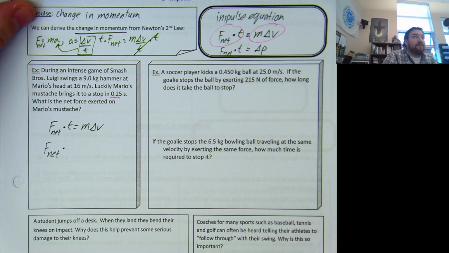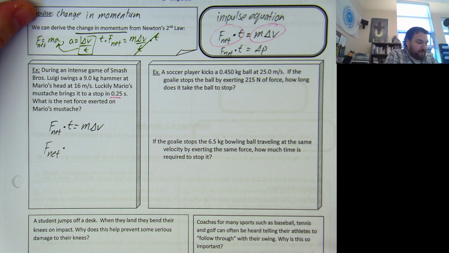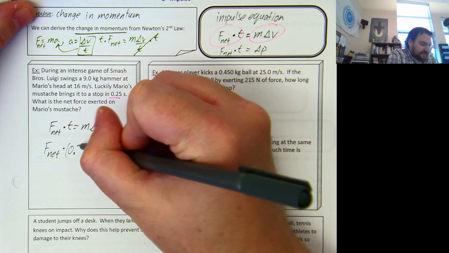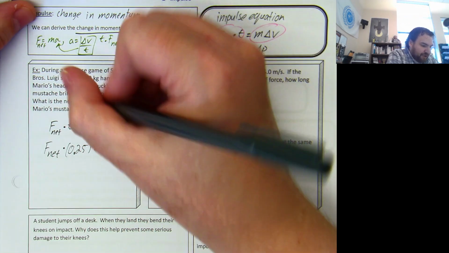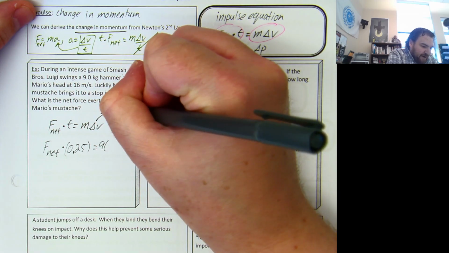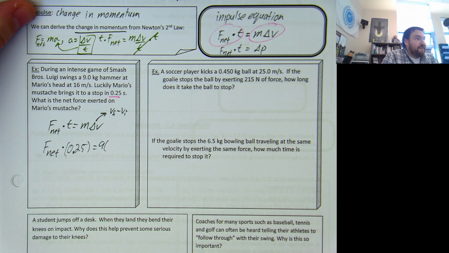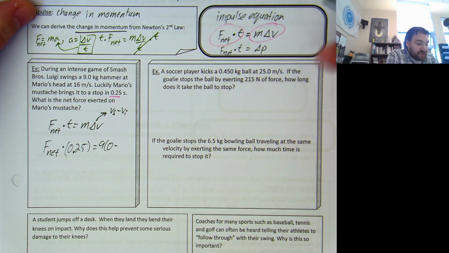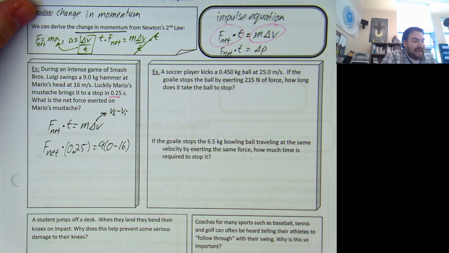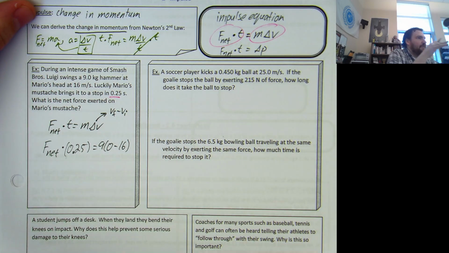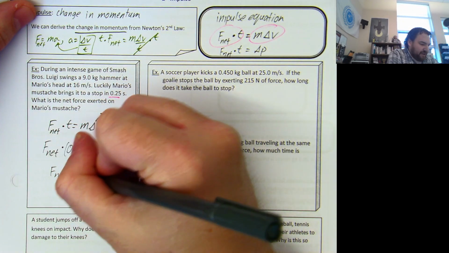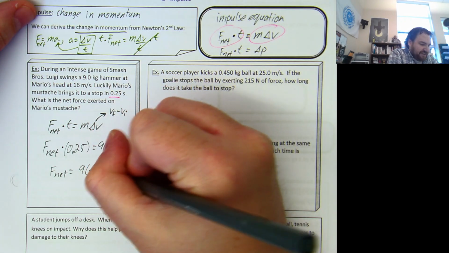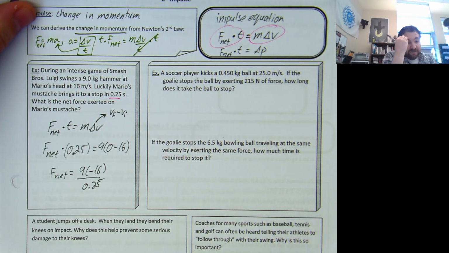F net times the time. How much time does it take to bring the hammer to a stop? Well, it's 0.25 seconds. So F net times 0.25 is equal to 9 times the change in the velocity. Now, if you recall, change in means V final minus V initial. So the final speed of the hammer is 0 minus the initial speed of the hammer, 16. Instead of being a kinematics and then a dynamics problem, by bringing in momentum, we can get rid of all that. F net is just going to be 9 times negative 16 divided by 0.25.